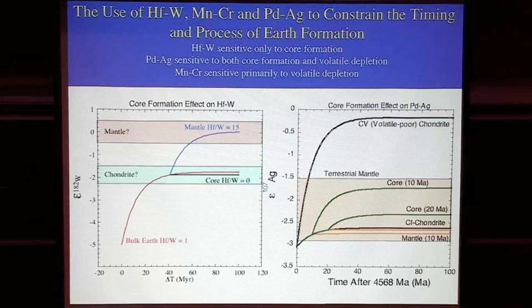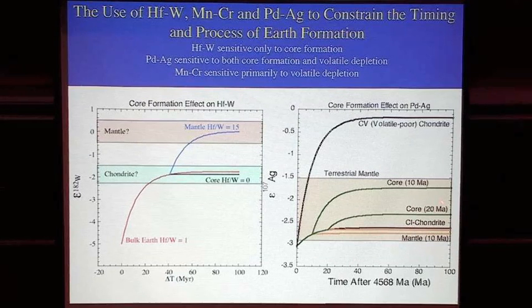There are a few things worth noting. Hafnium-tungsten has a half-life of 9 million years. Palladium-silver has a half-life of 6 million years. So they have a different sensitivity to the timing of these processes. The other one, as I mentioned, is that palladium-silver is sensitive to volatility. If you start with a volatile-rich meteorite like a CI chondrite, this brown band here is the precision with which we're able to determine the silver isotopic composition of the Earth's mantle. So in this case, we wouldn't be able to use the palladium-silver system to tell us anything about core formation.